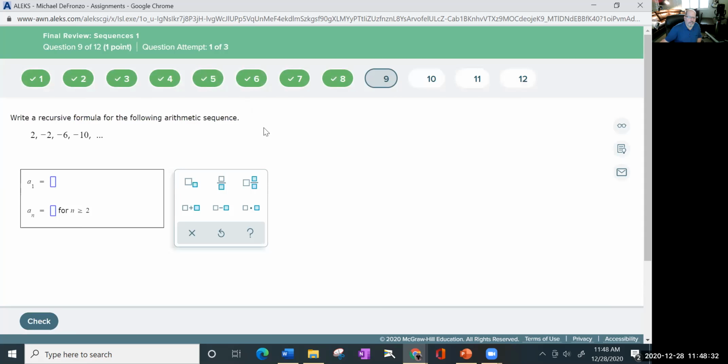Write a recursive formula. Well, the first term is 2. It's arithmetic. So what are we doing? Looks like we're subtracting 4 each time. Recursive. So the next one equals the one before it, minus 4.